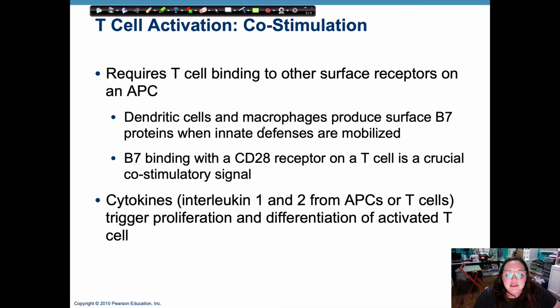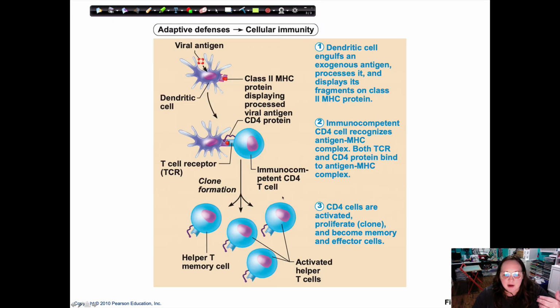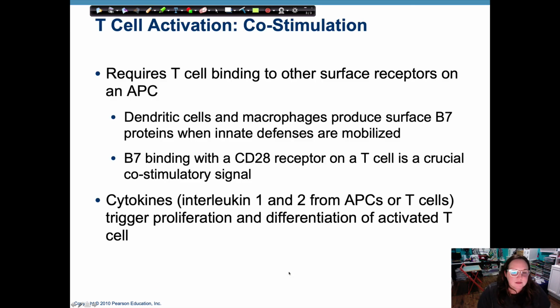Now, when this co-stimulation happens, cytokines, specifically interleukin 1 and 2, from the antigen-presenting cell or from other T cells are going to trigger that T cell to replicate. So these two interleukins are going to be important for allowing this step right here of the T cell differentiating and turning into more cells, or proliferating into more cells.